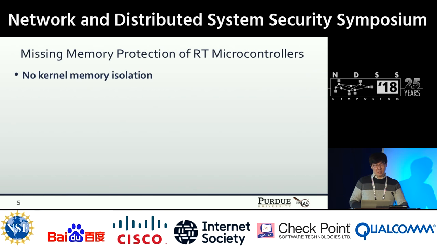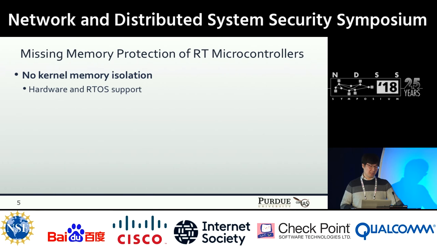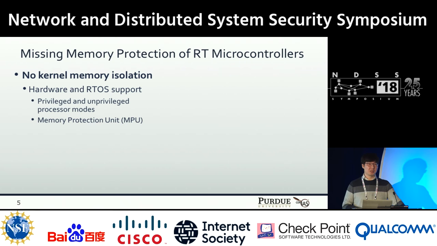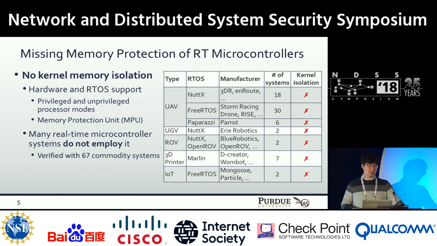Also, importantly, kernel memory isolation is typically deployed in your desktop systems. And indeed, kernel memory isolation is supported by many microcontroller hardware, and major RTOSes support it through privileged and unprivileged processor modes, similar to kernel and user memory separation, and also based on a lightweight version of a memory management unit called MPU. This does not support virtual memory, but it's more like a segmentation level access control. However, we observed that many real-time microcontrollers do not employ kernel memory isolation, mainly because of the performance overhead introduced by kernel and user mode switching.